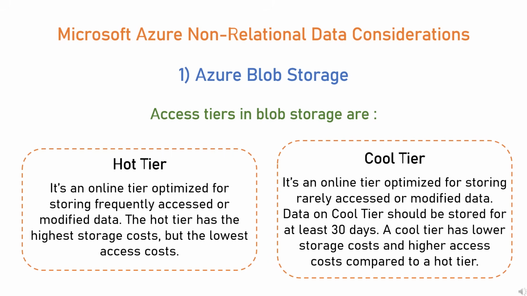Access tiers in blob storage. Hot tier. It's an online tier optimized for storing frequently accessed or modified data. The hot tier has the highest storage costs but the lowest access costs.